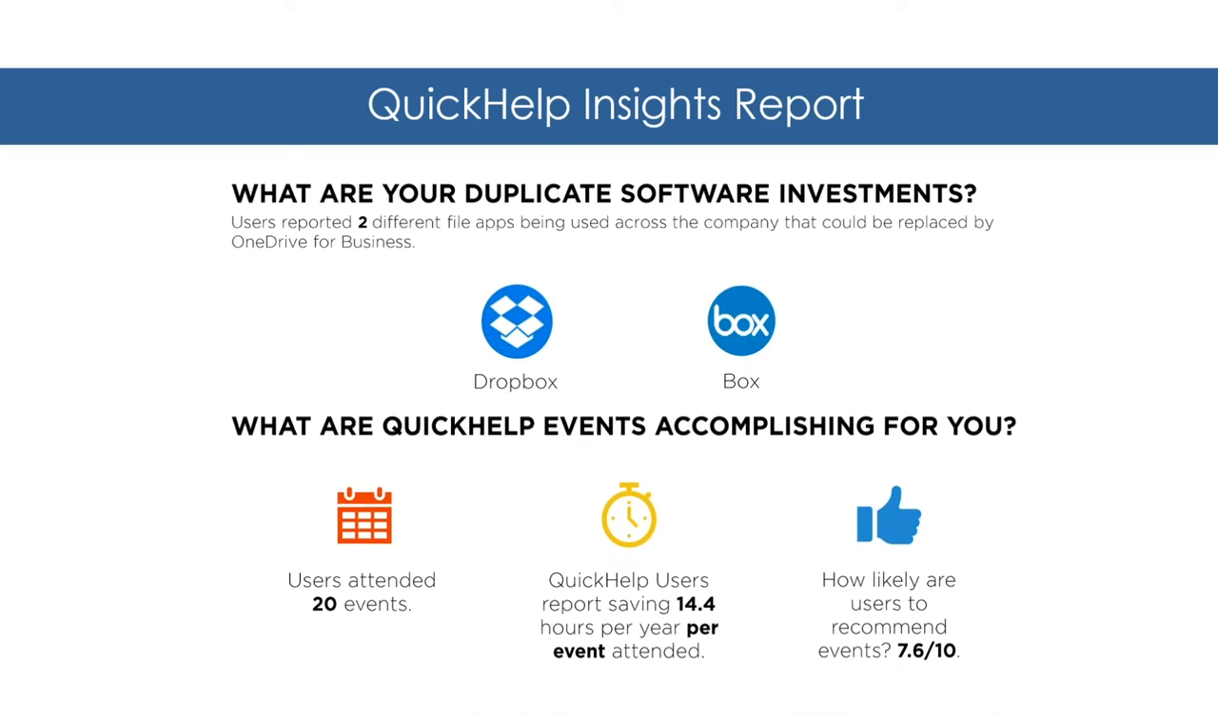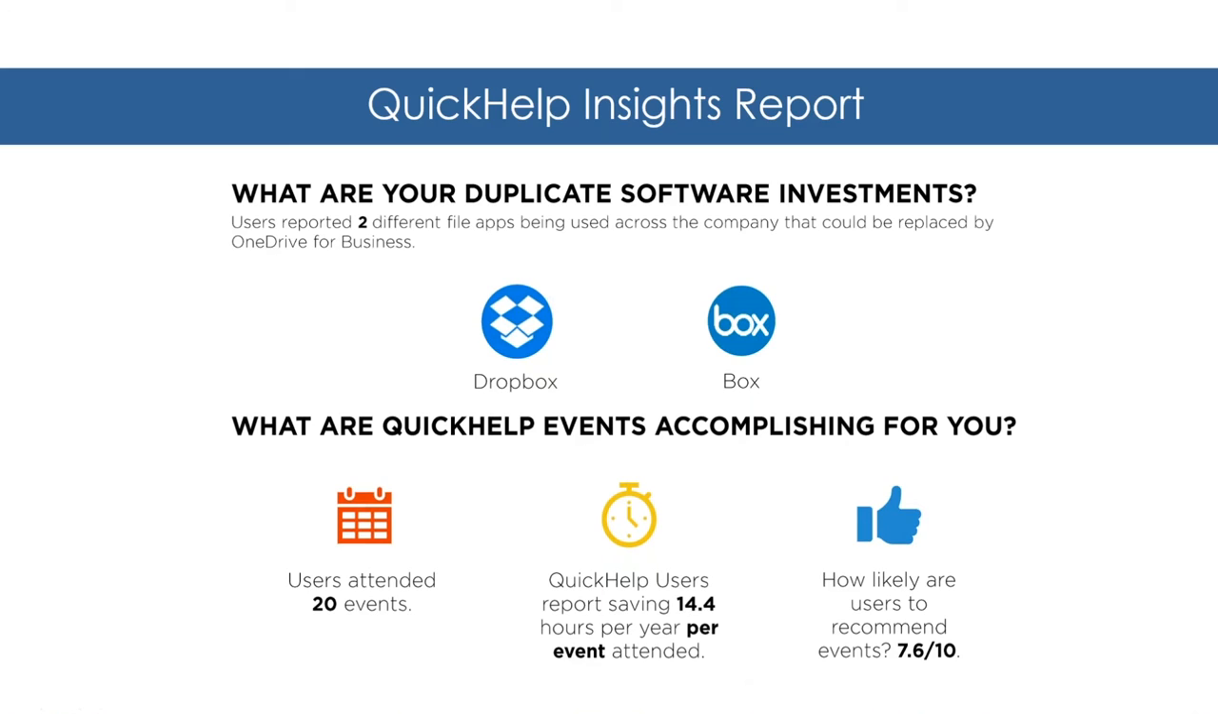Information on events: they've attended 20 events and reported saving 14 hours per year per event attended. How likely are they to recommend events? So there are some great nuggets of information that we'll pull from that data, and we can provide that to you so that you can share that with your customers.